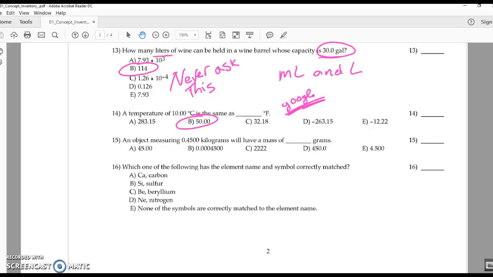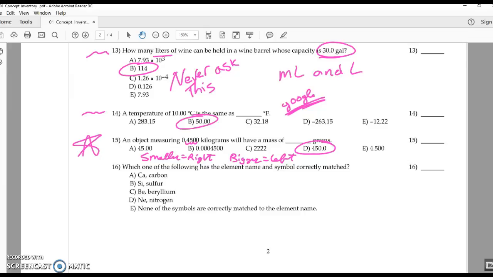Cool. 15. An object measuring 0.4500 kilograms has a mass of blank grams. You do need to know this. The last two, not so much, but this one you have to know. Now, converting from kilograms to grams means I'm going smaller. If I'm going smaller, I go to the right. If I'm trying to convert to something bigger, I go to the left. So I'm going to convert 1, 2, 3 times and end up with D, 450.